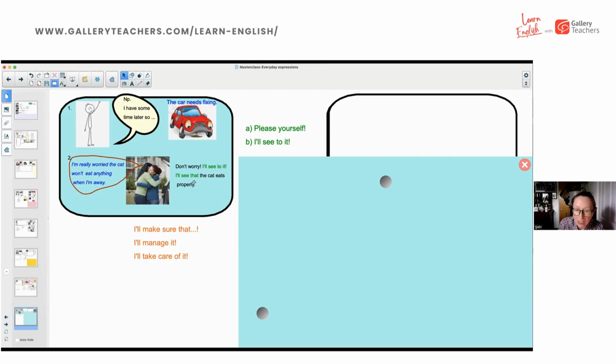I'll make sure it's done. I'll see to it. Okay. And we often say, we don't say "to it", we just say, I'll see that the cat eats properly. Okay, so I'll see that it's done. Okay, I'll see that she eats her food. So very, very nice expression.